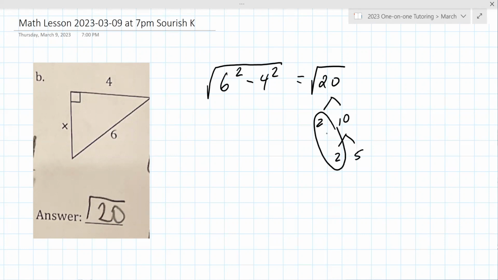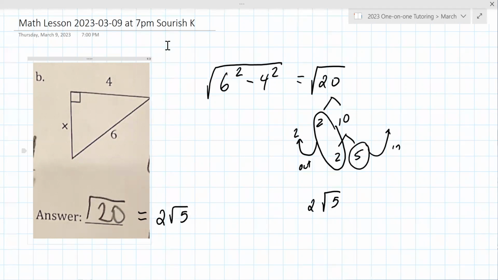Pair, you can bring a 2 out. Okay, so there's a 2 outside the root. What's left over? What did you not use? The 5. The 5 stays in. So this is your answer. You want to reduce your root to 20 square root 5.